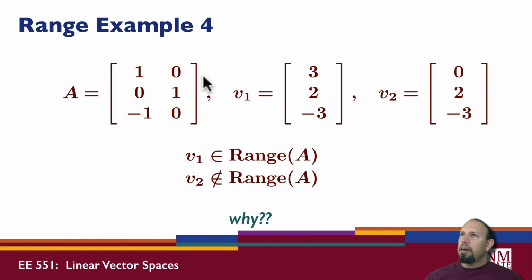Here is a matrix, and I have a couple of vectors. Here's a statement: V1 is in the range of A, and V2 is not in the range of A. Why? To show that V1 is in the range of A, I would need to show that there is some vector x that when I multiply by A, I get this vector. And to show that V2 is not in the range of A, I would have to take A multiplied by some vector x and show that there's no value of x that will give me that vector. So that's what you would need to show.